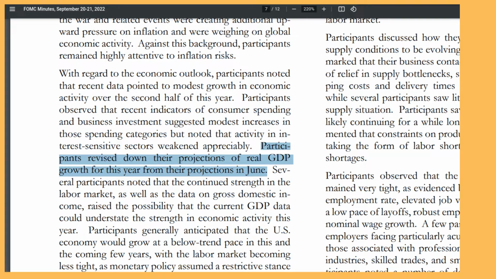Now, let's come to the question of why there are concerns about stagflation right now. Well, there are quite a few reasons for that. First, in September this year, the US Federal Open Market Committee, that is the FOMC, meeting revised down their projections of real GDP growth for this year from their projections in June and anticipated that the US economy would grow at below trend pace in this and the coming few years.